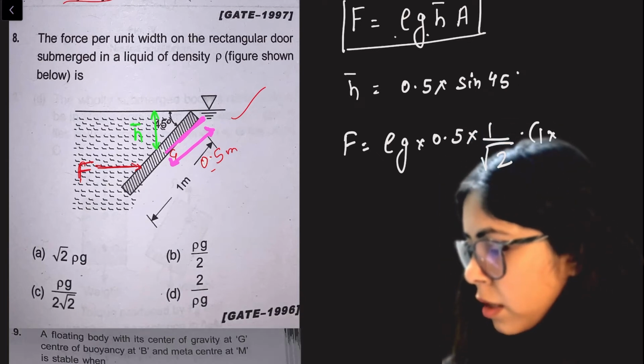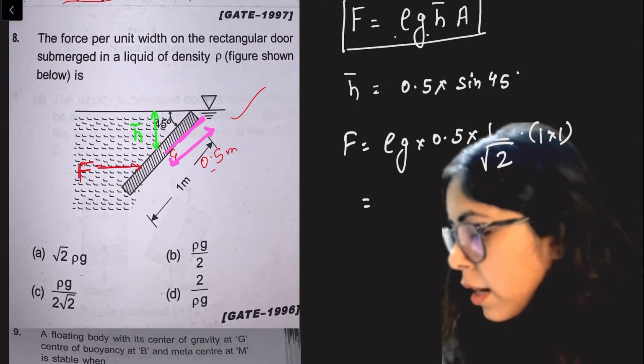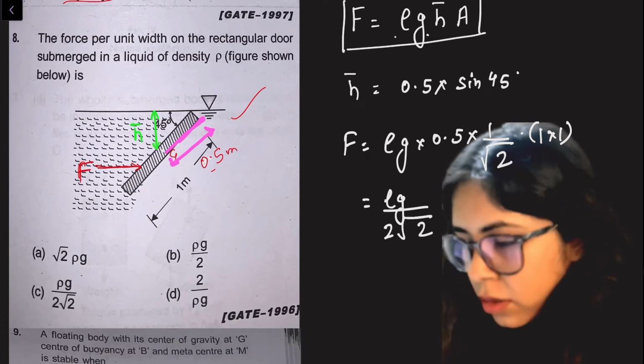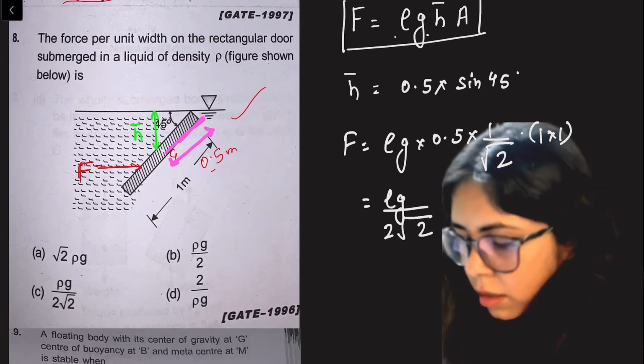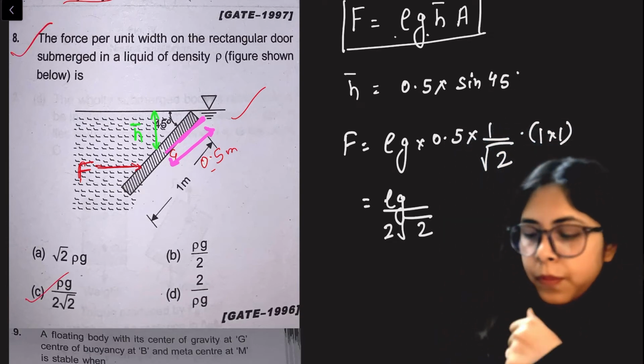Let's say unit width and unit length. I got the value as 2 root 2, right? This is 0.5, which is nothing but 1 upon 2 rho g upon 2 root 2. So the value here is matching with option C. So question number 8 is also done.